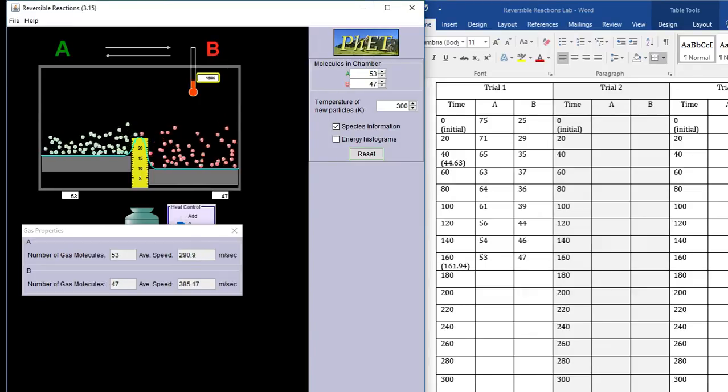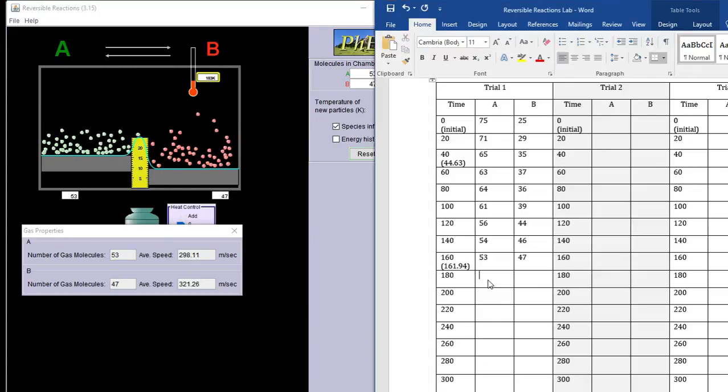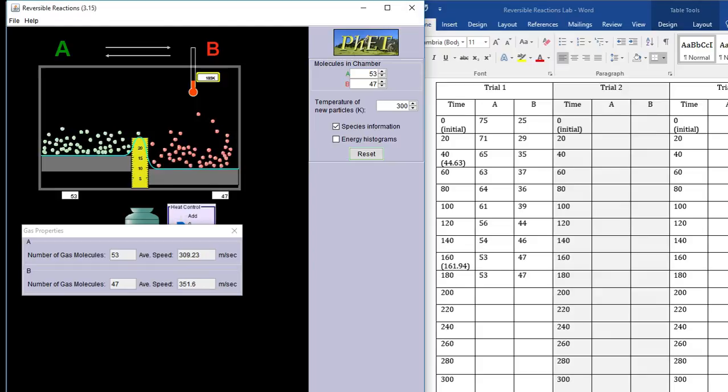I need 180 now. Oops, a little bit of an overshoot there as well. 53.47. Oh, so we're getting a bit of a repeat. So this might actually be where we're starting to hit that balance and equilibrium. All right, let's go 200.